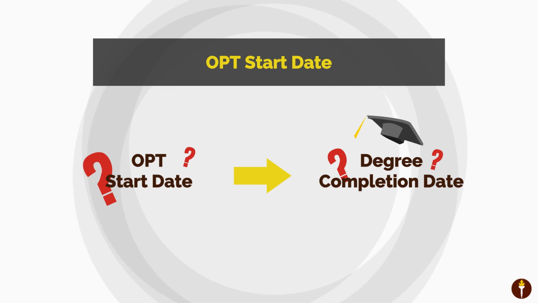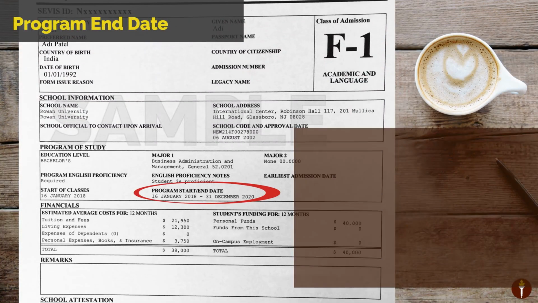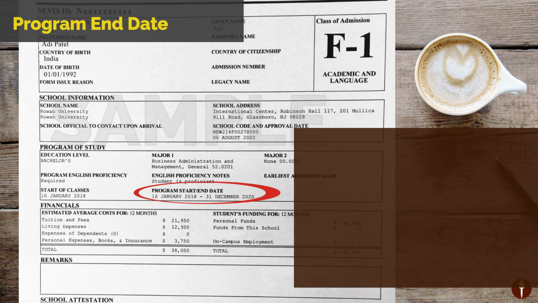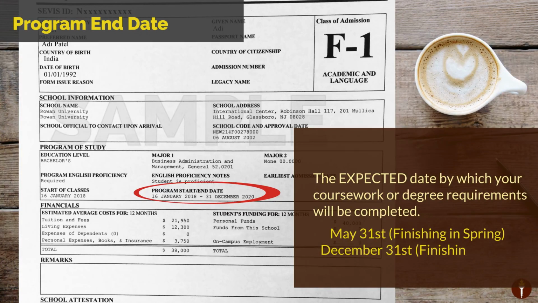Let's take a look at these dates. The program end date is indicated on your I-20. This is the expected date at which your coursework or degree requirements will be completed. The International Center usually enters the program end date as May 31st for students finishing in the spring semester or December 31st for students finishing in the fall semester.